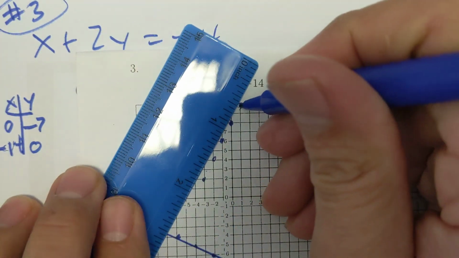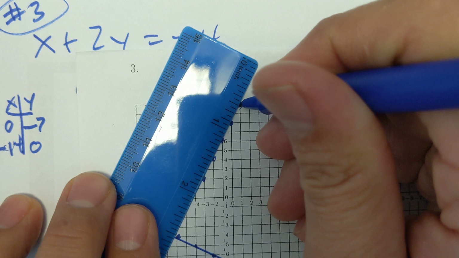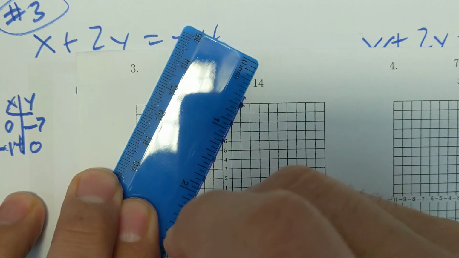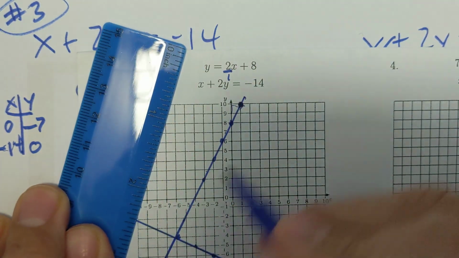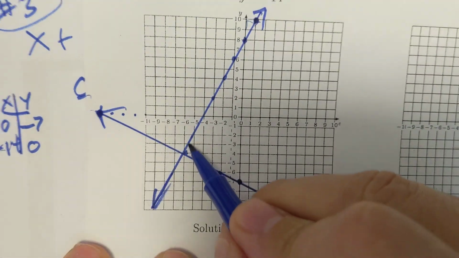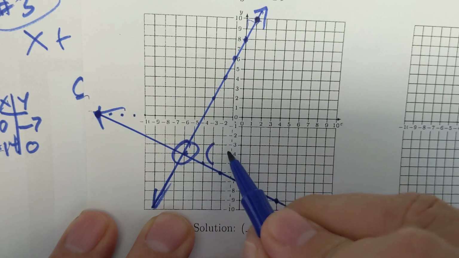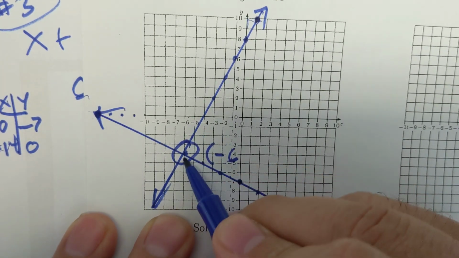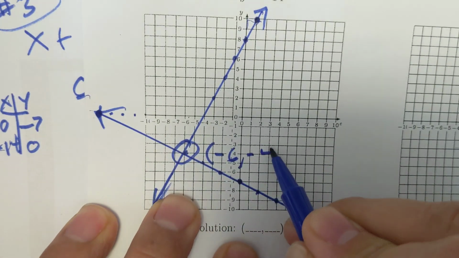Okay, graph that as carefully as we possibly can, because if we're off a little bit, not quite perfect, but close enough, our point of intersection is right here, and that has the coordinates x coordinate of negative 6 and a y coordinate of negative 4.